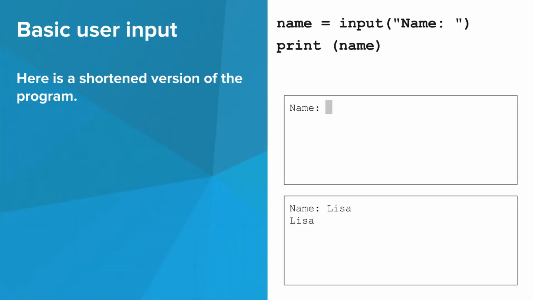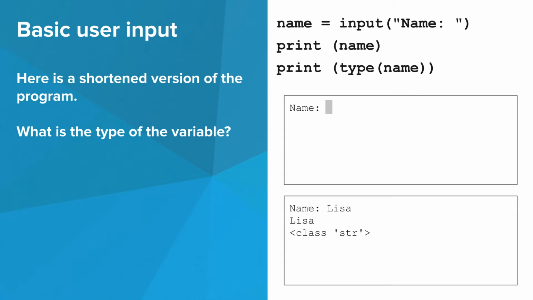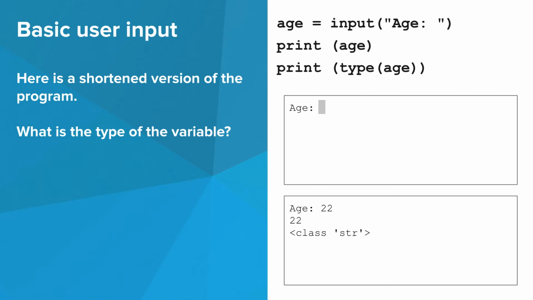Here's a slightly shortened version of the program we just saw, and below it you can see roughly what happens when we run it. Notice that the type of the variable where the input is stored is str, or string. This makes sense because the user entered a bunch of text. But what if the user enters a number? Turns out the type of the variable is still str.